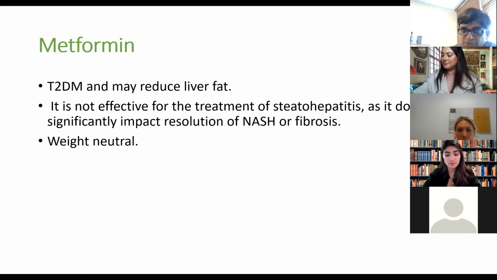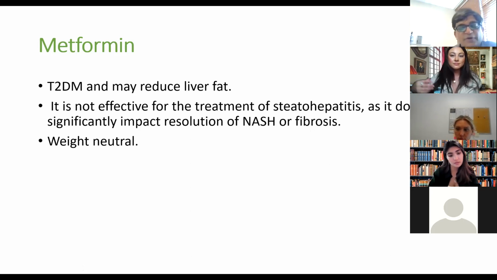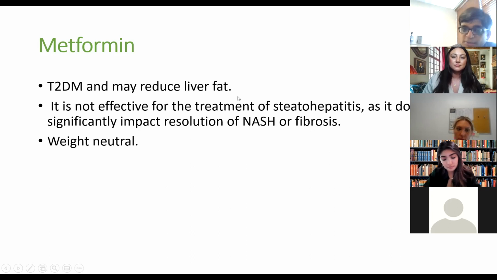So if you have a patient on metformin, we can continue it. It will not harm the liver as long as the kidney functions and GFRs are okay. We can continue that as long as they're tolerating it. But just expecting metformin to solve that problem, especially if they have NASH, like our patient had, will not be enough. So we have to add another agent.